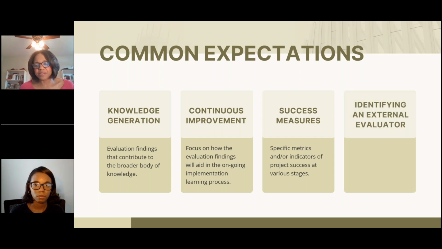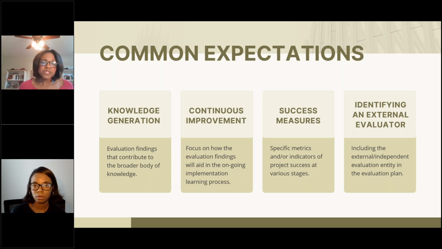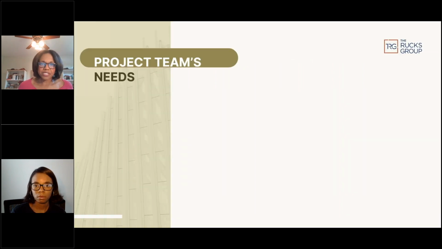And then the last piece, what I was starting to allude to earlier, is that sometimes the solicitation will say that you need to identify an independent or external evaluator right in the evaluation plan. If that's the case, then you want to make sure that you're giving yourself enough time to identify someone who will be a right fit for that project. So those are some of the aspects of the funder expectations.